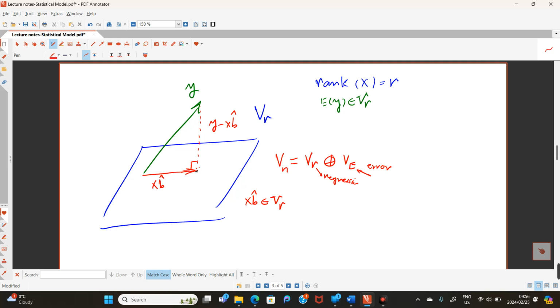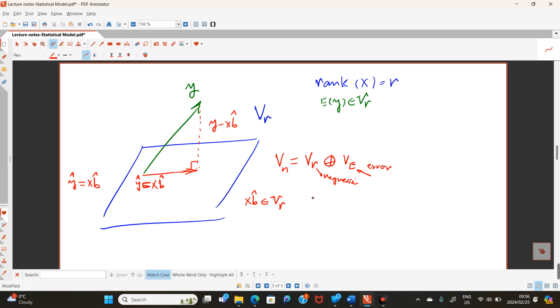And that is very interesting from the properties of projection matrices. That although Y is not in VR, you can find something of Y, which you see here, we call it Y hat. According to our linear model, we call it Y hat. This Y hat is in VR if I project Y on VR.